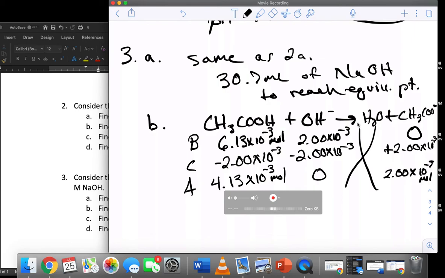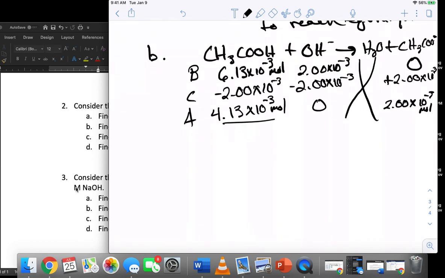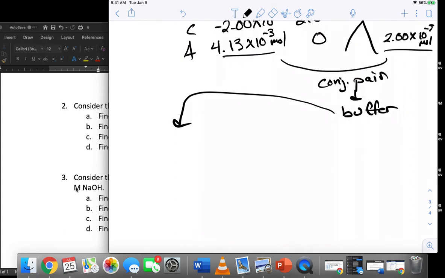And this is why I left the sodium out. It's just easier to see that this is only different by a proton than this. This is a conjugate pair. If they're both there in pretty similar amounts, that means I have a buffer. It's the first part of chapter 17. And so if I want to find pH, the fact that I have a conjugate pair means I have a buffer. And if I have a buffer, that means I can jump straight to the Henderson-Hasselbalch equation. So my pH is now pKa plus the log of the base over the acid.